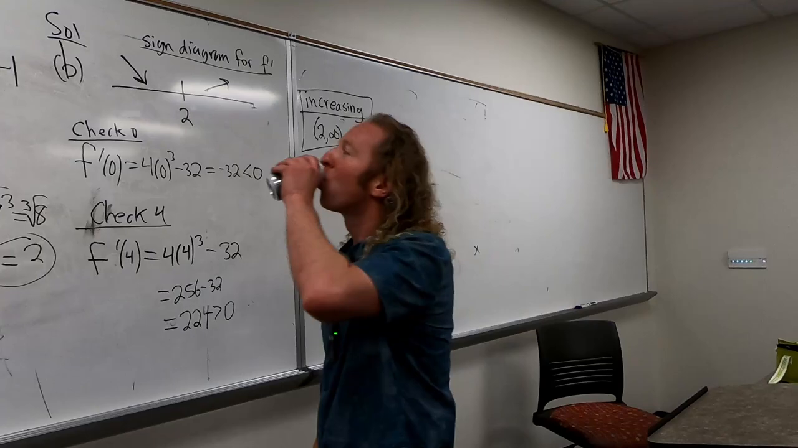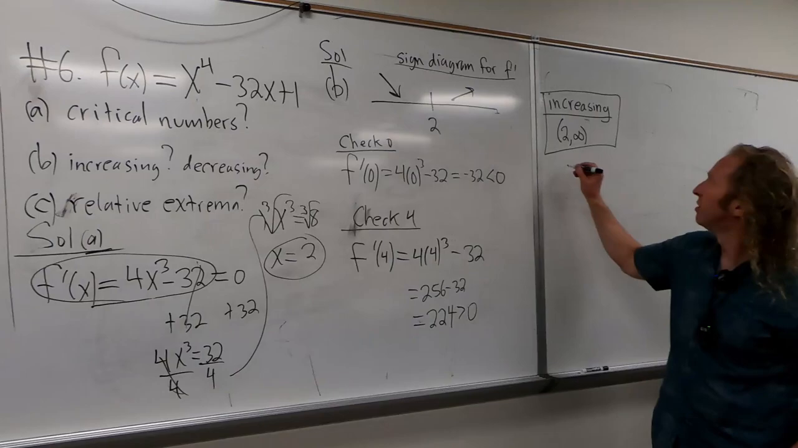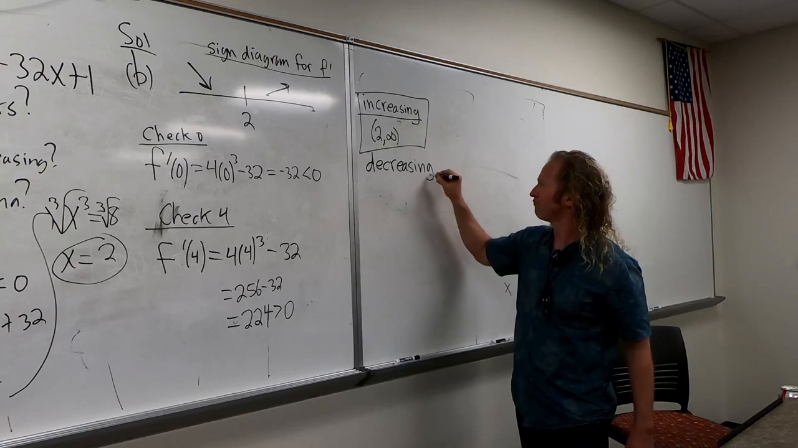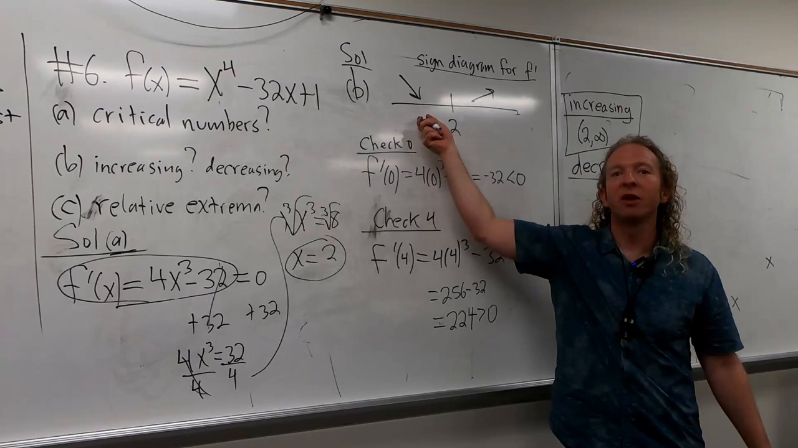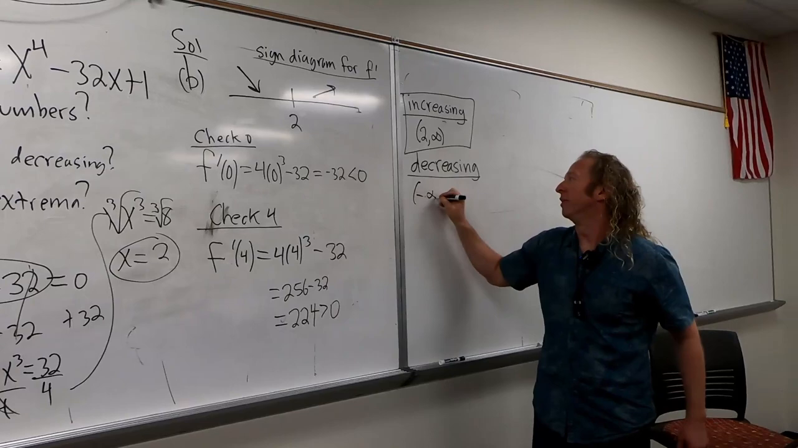Now I guess we can do decreasing. So decreasing. Trying to improve my handwriting. Decreasing. So decreasing would be this piece here. Where would you start your answer? What would you write first? Very good. And it's always parentheses.